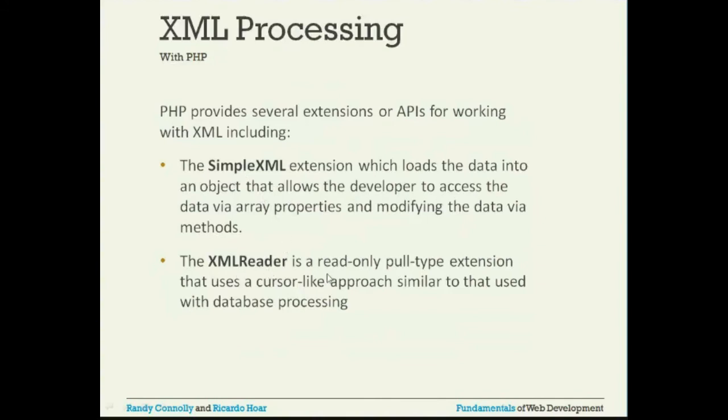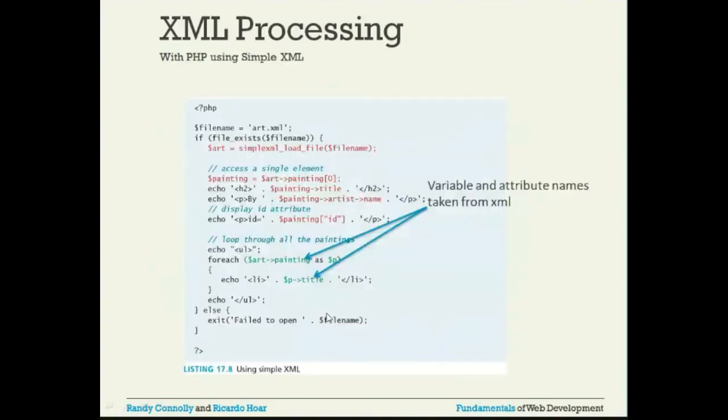XMLReader is a read-only, pull-type extension. SimpleXML is in-memory; it is going to load the complete XML. This is the pull type, so it is going to pull whatever is being fetched. It uses a cursor-like approach, similar to that used in database processing, so it is going to fetch whatever is required.